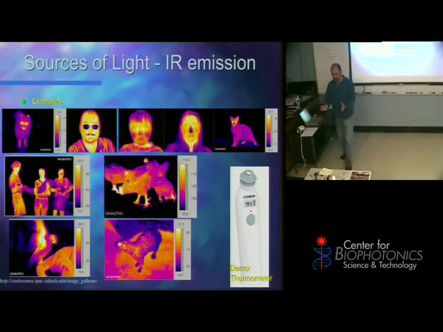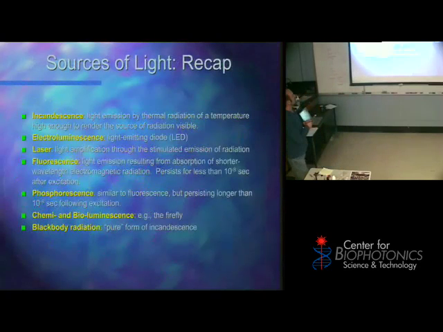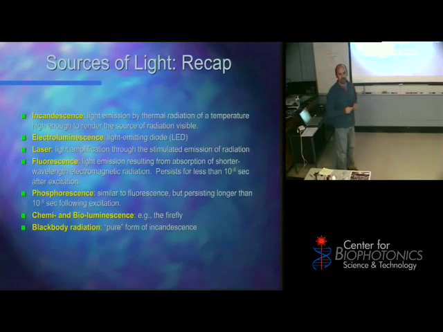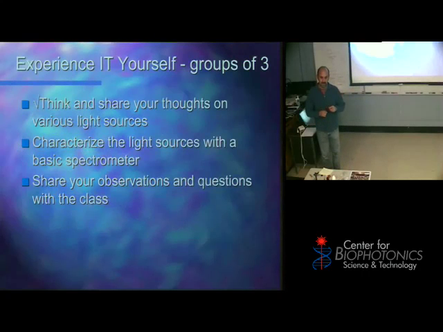Okay. So, just as a recap, we saw that we can make light through incandescence, electroluminescence, which was our LEDs, lasers, fluorescence, phosphorescence, chemi and bioluminescence, and then there's the pure form of incandescent, which is specifically called black body radiation. So this is really related to incandescence, okay? It's the same thing. It's just an idealized form of incandescence. So with that said, now we're going to get to characterize light sources.